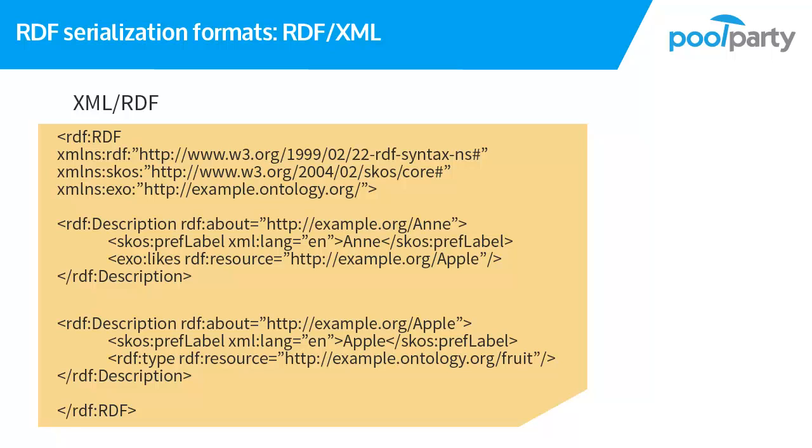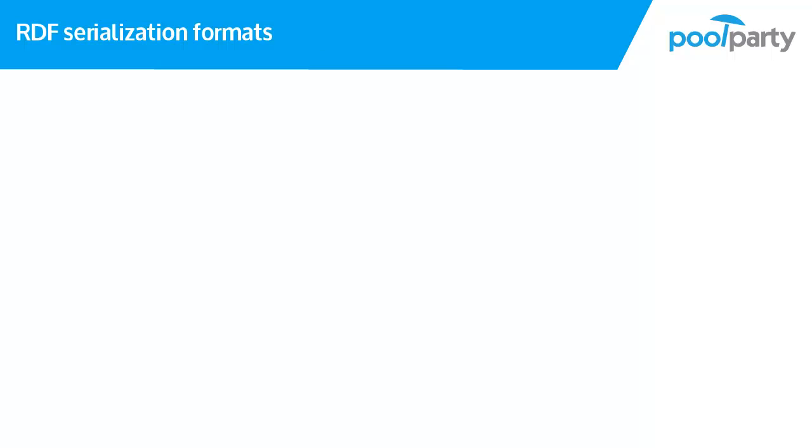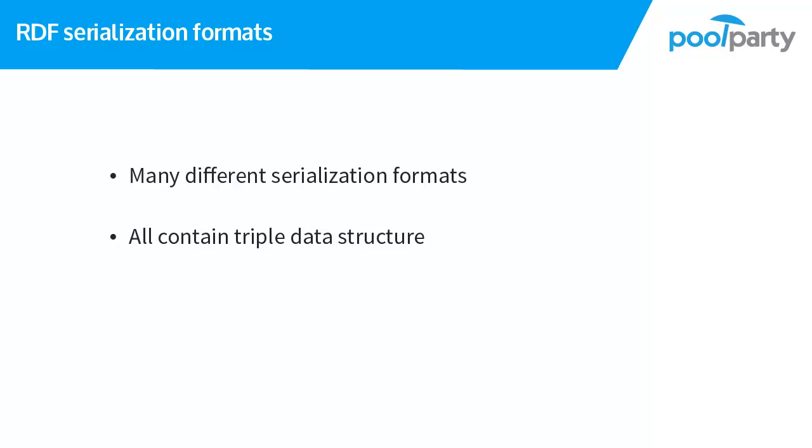As you can see, there are also prefixes. Other than that, the use of angular brackets and quotes is different, and the overall look of the file is also quite different than the other serialization formats we have seen. To sum up, there are different serialization formats for RDF data that can look quite different. But they all contain RDF data with a subject-predicate-object data structure, and they all can be read by applications that know the rules of the serialization format.